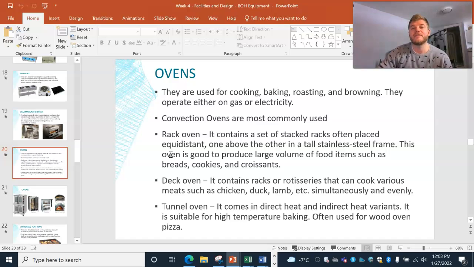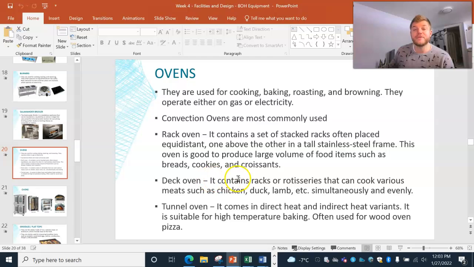Now, a convection oven is the most commonly used, and it's what the majority of people have in their home. You also have the rack oven. So it's a set of stacked racks often placed one above the other in a stainless steel frame. I'll show you what they look like. And these are large volumes. So when I worked at Casino Rama, because we have so many different restaurants and buffets and big banquet halls, we probably had a room of 50 of these huge tall ovens, and they were nonstop being used.